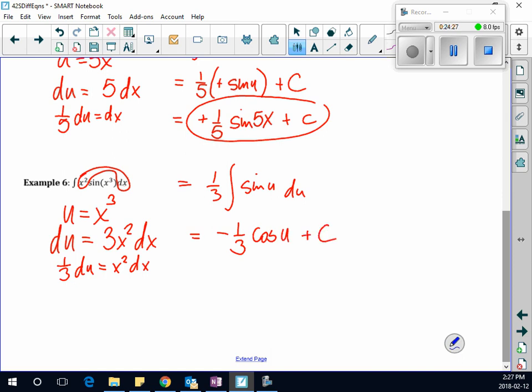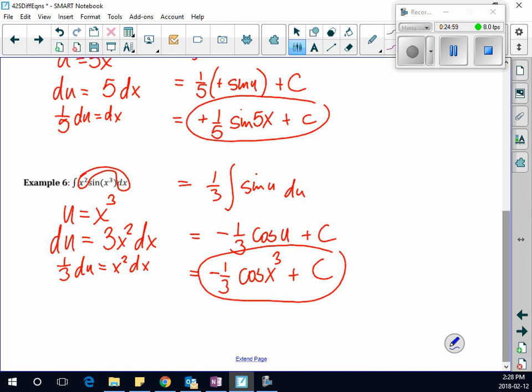Is everybody good with that? Again, if you're not sure about the sign, find the derivative of that and then see if you're right. So then this would be negative 1/3 cos of x cubed plus c. Again, check your answer. What's the derivative of negative 1/3 cos of x cubed?